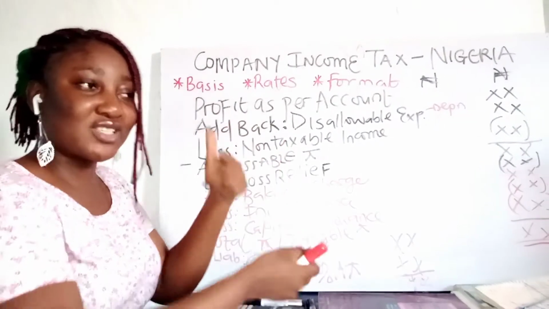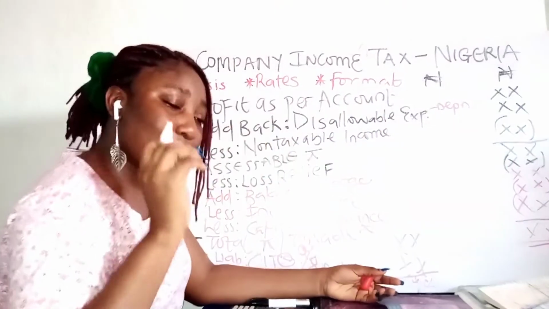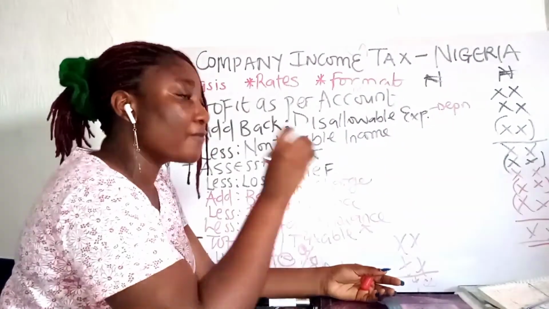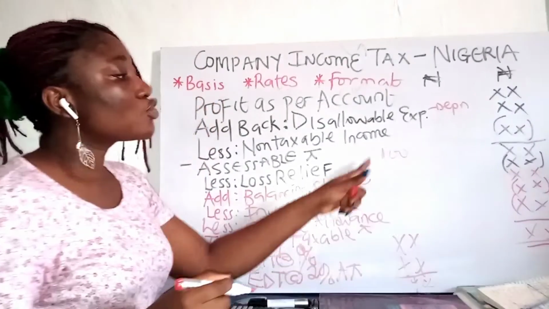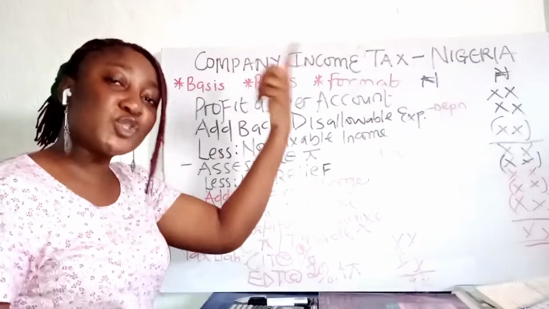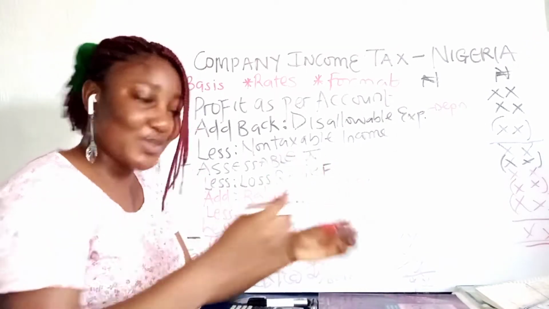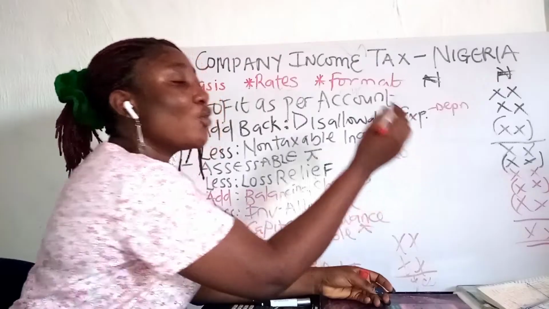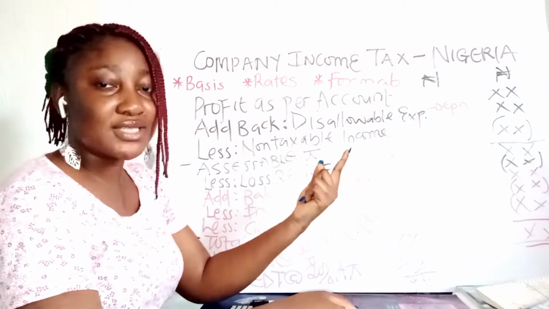Why are you adding back? Because it has been deducted. The profit as per account means the profit that the accountant calculated. Maybe it was like 100. To get to this profit, it has deducted the depreciation of maybe 20. It is your duty as a tax consultant to add back that 20 so it can become 120. And what does this imply? This implies a higher tax liability.